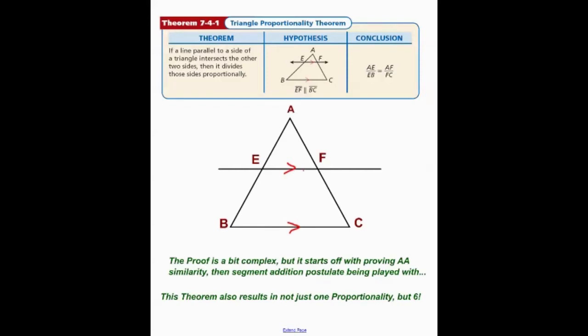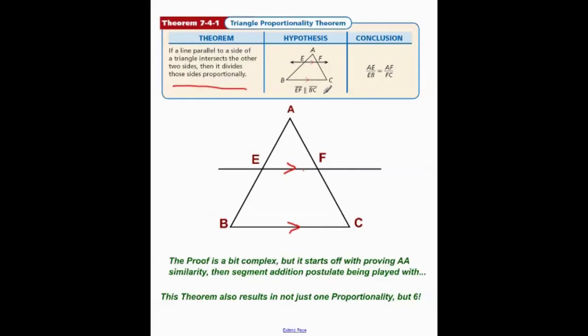Triangle proportionality, well, when you read that title, you're thinking, okay, I'm going to deal with proportions, and that's exactly what we're doing. So we're going to take a line, cut it through the triangle, make it parallel to one of its sides, and that creates a proportion. So this theorem states if a line parallel to a side, any side, is cutting through or intersects the triangle, then it divides those two sides proportionally.